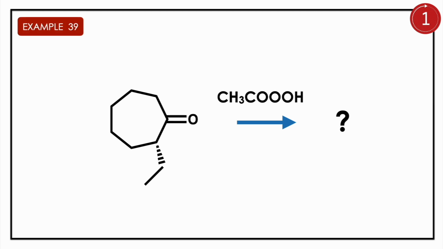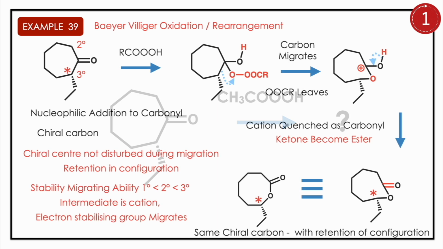Then the next example. Here you have cycloheptanone, a 7-member ring. At the second position you have an ethyl group which is stereochemically specified below the plane. You are using the peracid. You should find what will be the final product. The starting material may have a cyclic ring, but our concept is simple. We have to find the carbonyl and do the nucleophilic addition. Here you have a carbonyl and peracid.